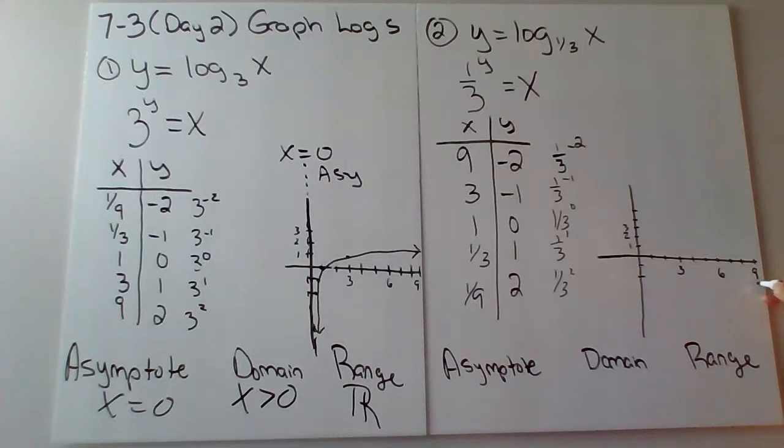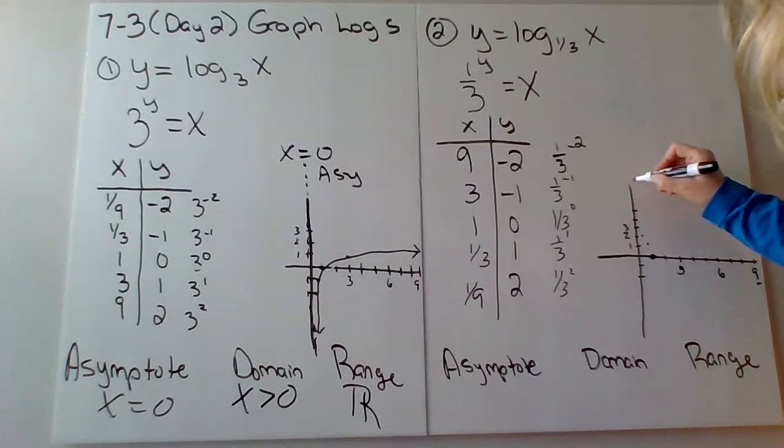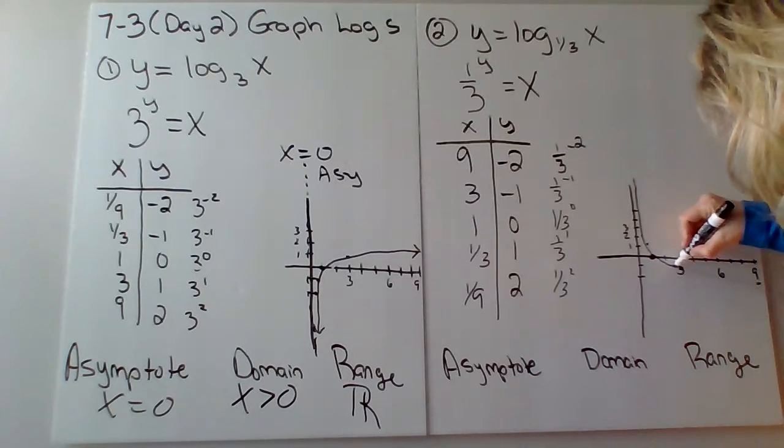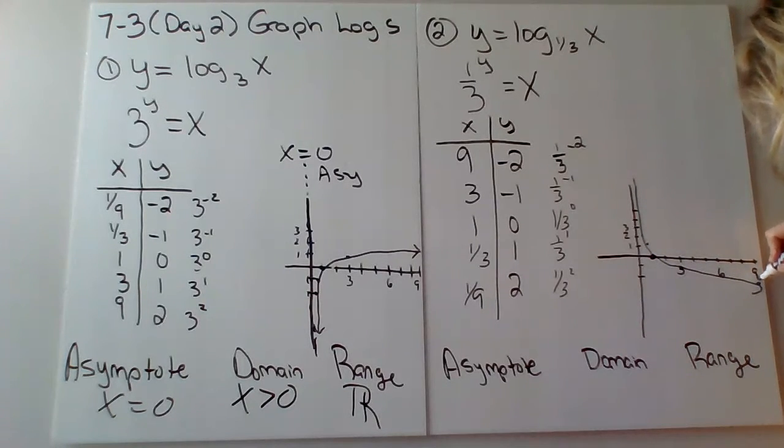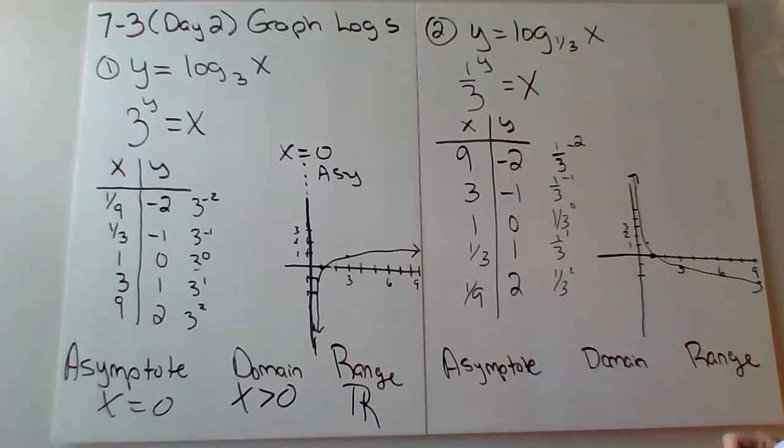9, -2. 3, -1. 1, 0. That seems to be pretty common on both of them. Estimate 1/3, 1, and 1/9, 2. So you sketch it in, and your graph should end up looking something like this.